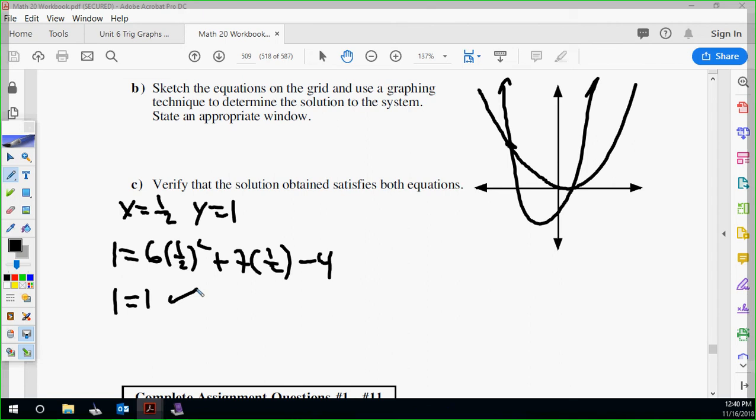The other one would be 1 equals 2 times 1/2 squared minus 1/2 plus 1. When we calculate that one, it verifies. You get 1 equals 1. All right, any questions? All right, we'll start there.